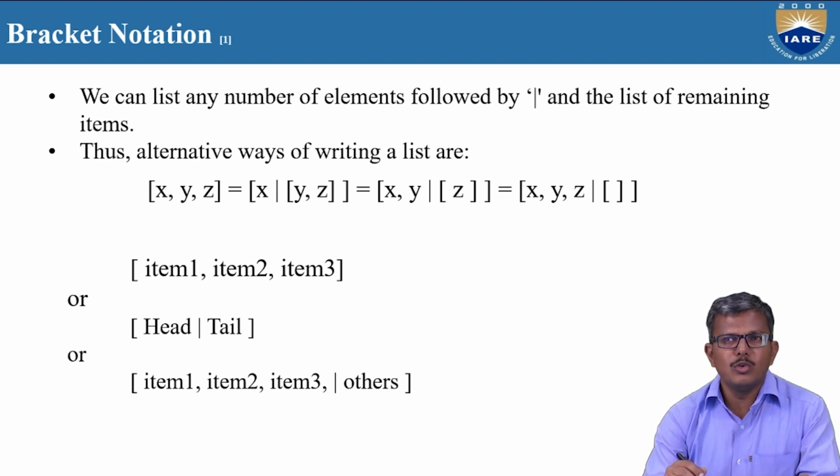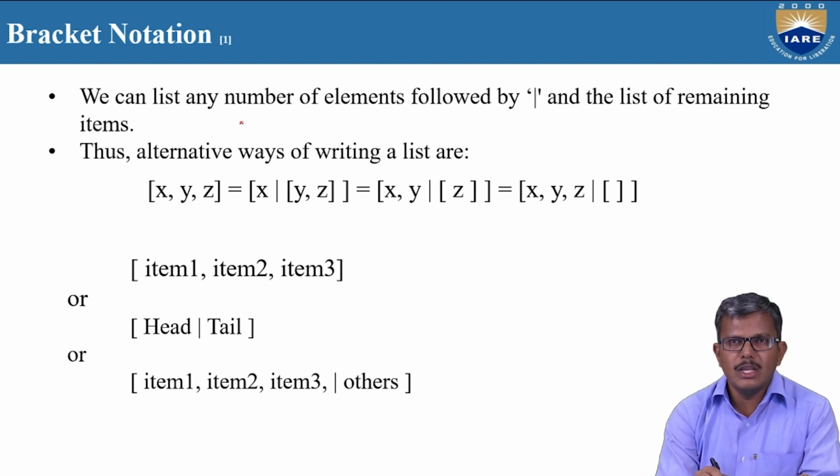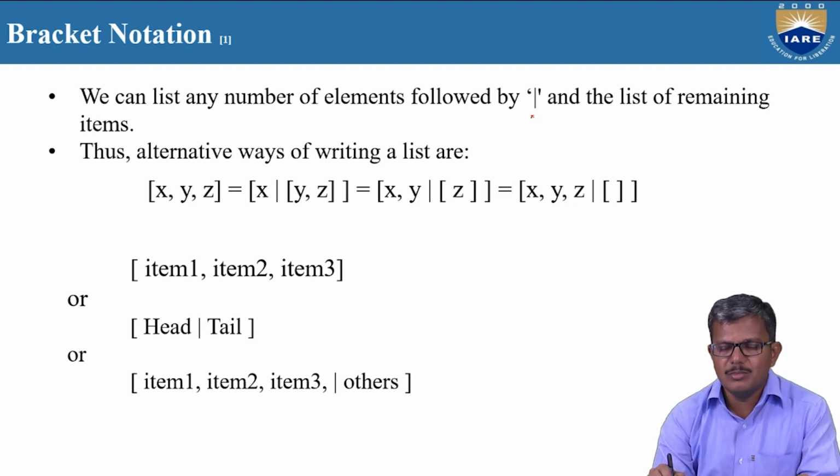So we will try to work more on the bracket notation. We mentioned that bracket representation is the most common representation, right? So we can list any number of elements followed by the pipe symbol. The pipe symbol indicates the remaining elements of the list, or the remaining items of the list.